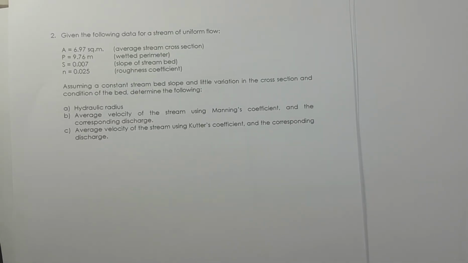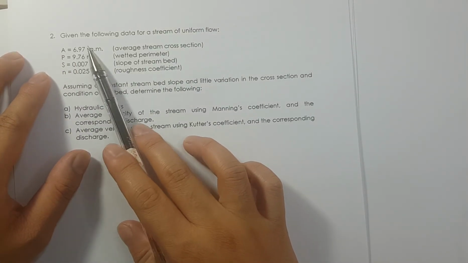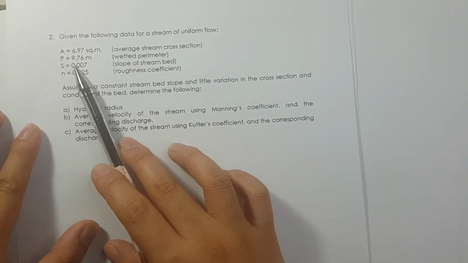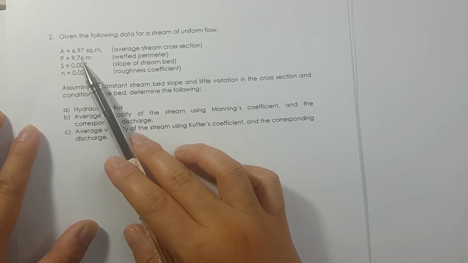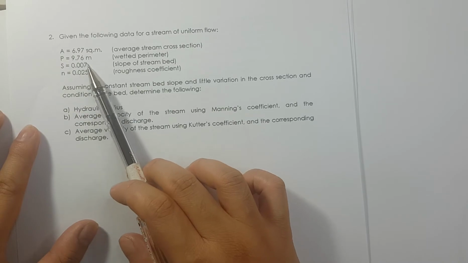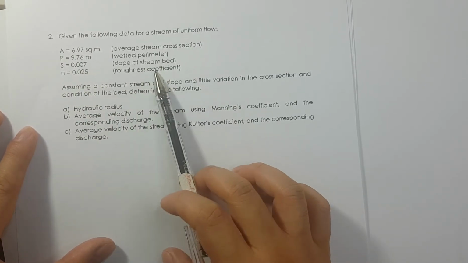So number 2, given the following data for a stream of uniform flow: area is equivalent to 6.97, the average stream cross section. The wetted perimeter, P, is 9.76 meters. S, the slope of the stream bed, is 0.007. And N is equivalent to 0.025, the roughness coefficient.